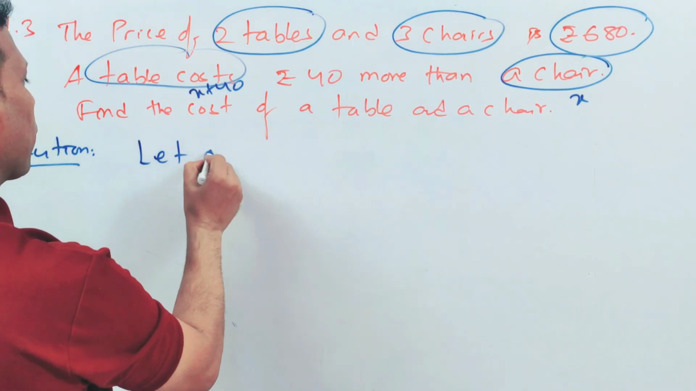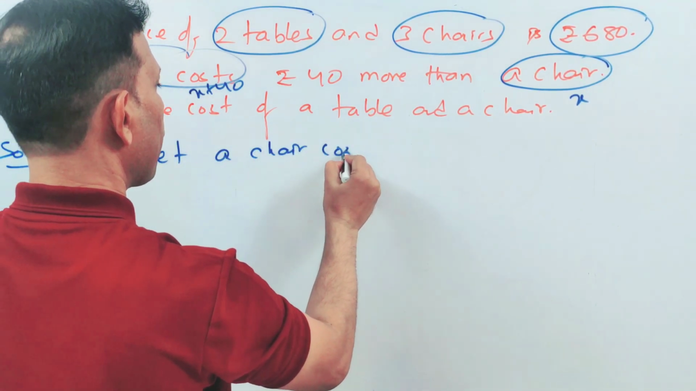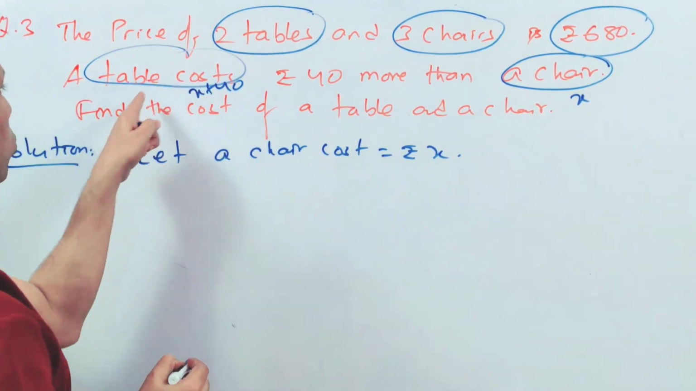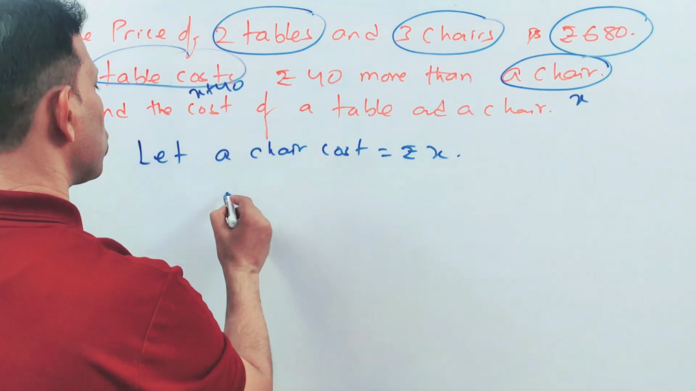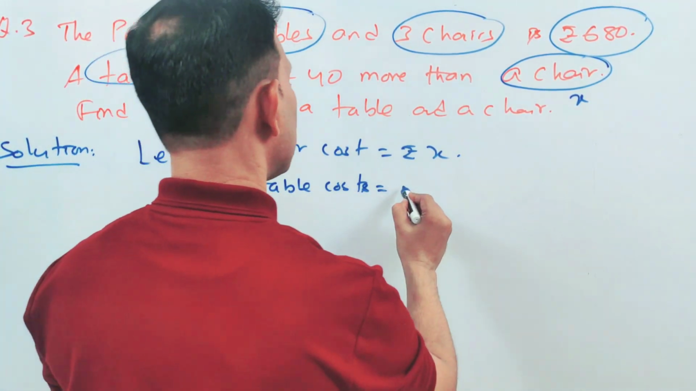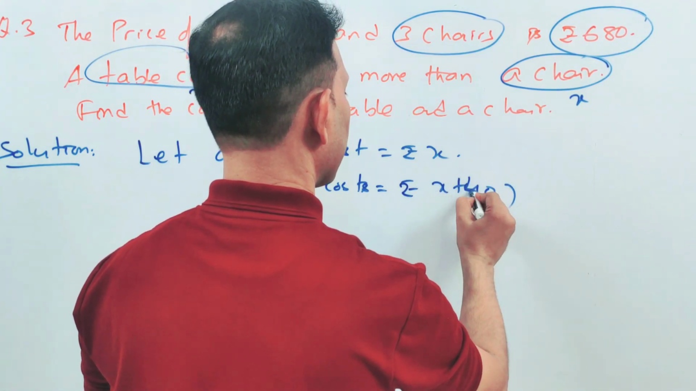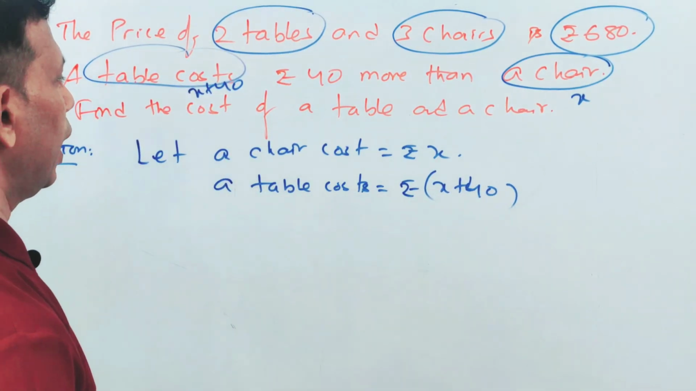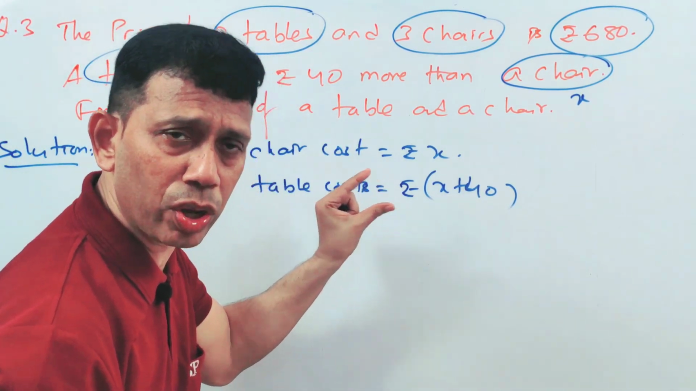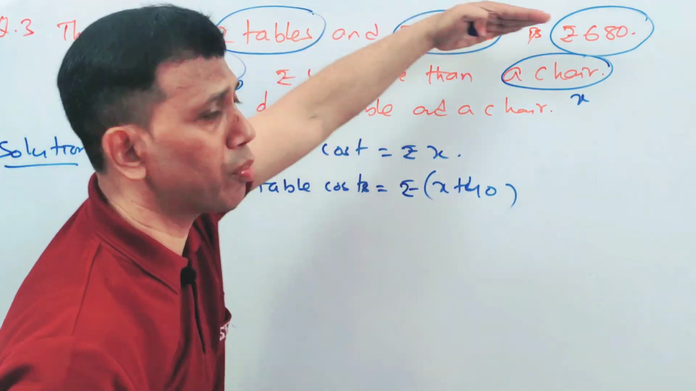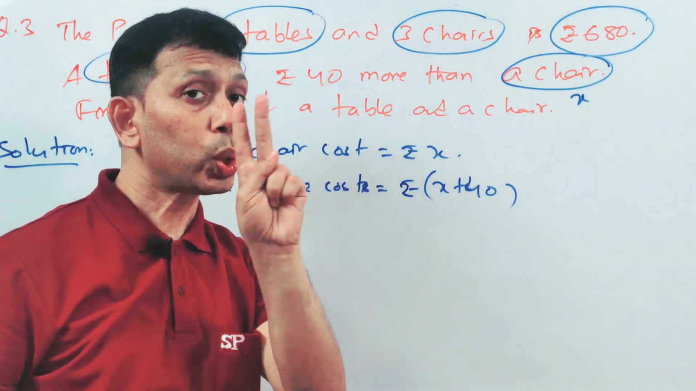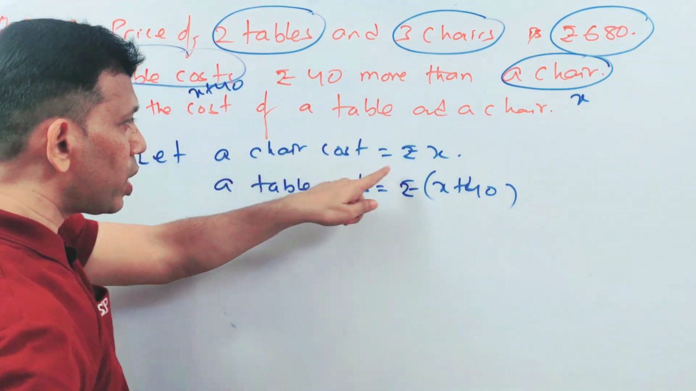So let a chair cost rupees x. If a chair costs rupees x, you see I have already marked in the question, a table costs rupees 40 more, right? So it is rupees x plus 40. Got it? x plus 40. And now what do we get from the first phrase? The 2 tables and 3 chairs are given in the context. So a chair costs rupees x.